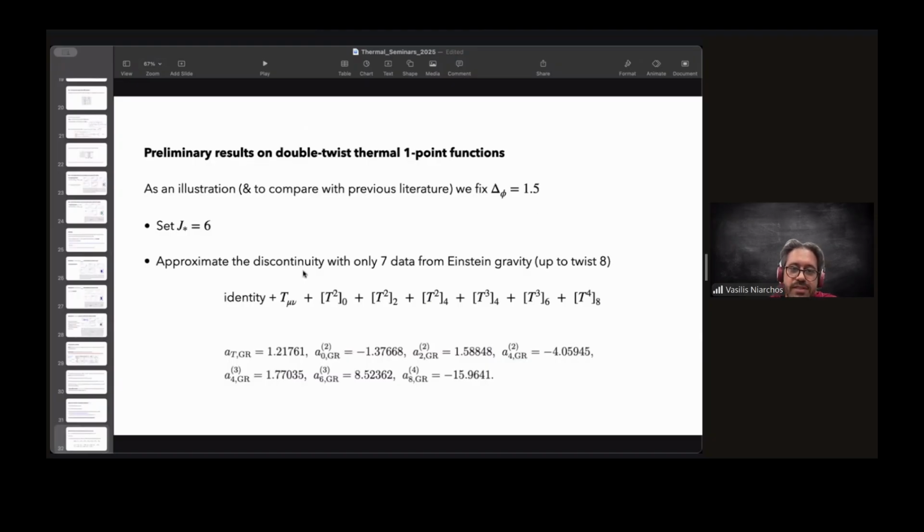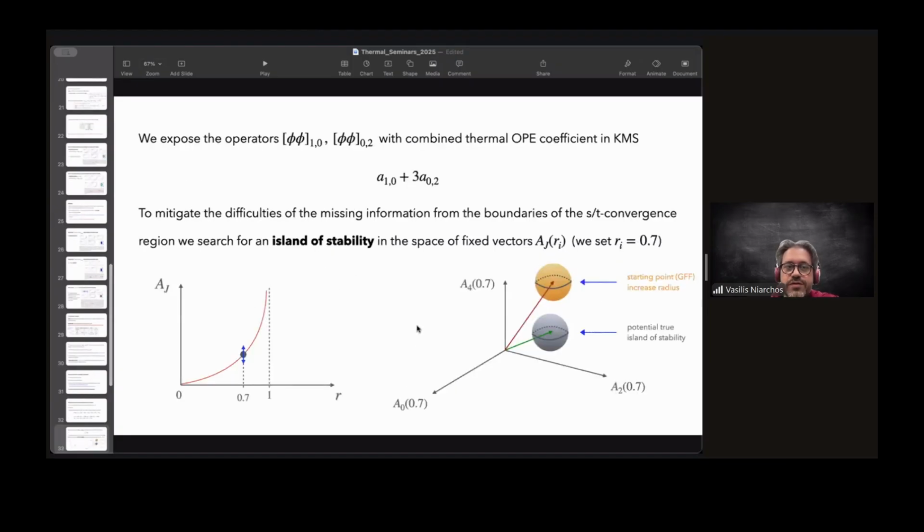And then we approximate the discontinuity with a very humble set of only seven data that are supplied from the holographic calculation in the Einstein gravity case. So we're supplying data that will go into the discontinuity. The double twist data do not contribute to the discontinuity again. So the identity, energy momentum, T squared, et cetera, et cetera. And the values of the corresponding one-point function coefficients have been computed from holography.